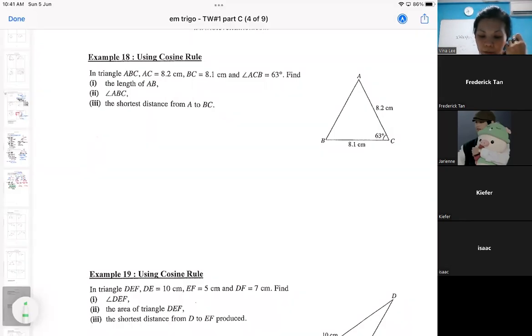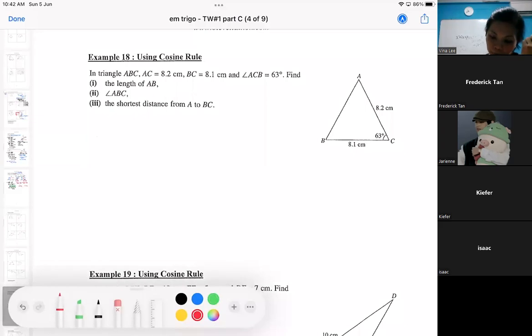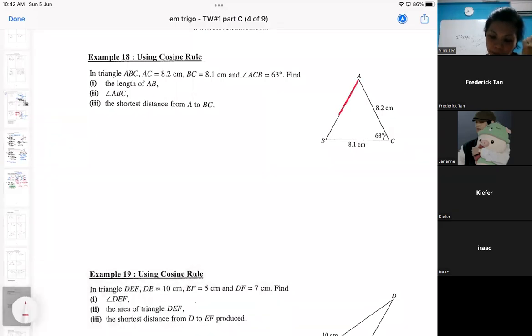So for example 18, the triangle is drawn for you. As long as the triangle is drawn for you, I think it's much easier. So the first part will require you to find AB. The AB that you would like to find can be arrowed with the 63. After you arrow this, there is no other arrow because there is no angle to arrow with 8.2.